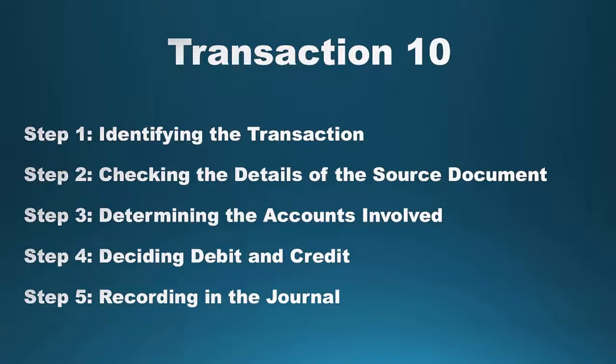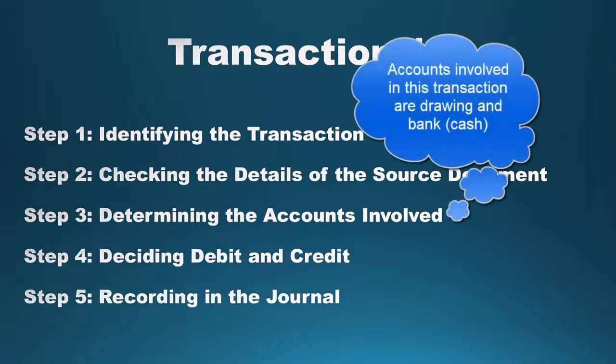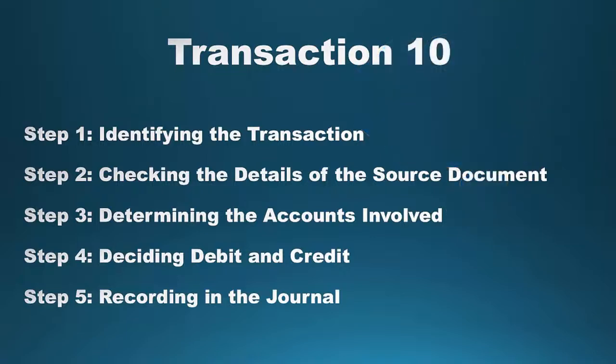Step 3. Determining the accounts involved. Now let's identify which accounts are affected by this transaction. Account 1. Drawings account. This account is used to record withdrawals made by the owner. It reduces the owner's equity in the business. Account 2, bank account. This is an asset account because cash is being withdrawn and the cash balance decreases.